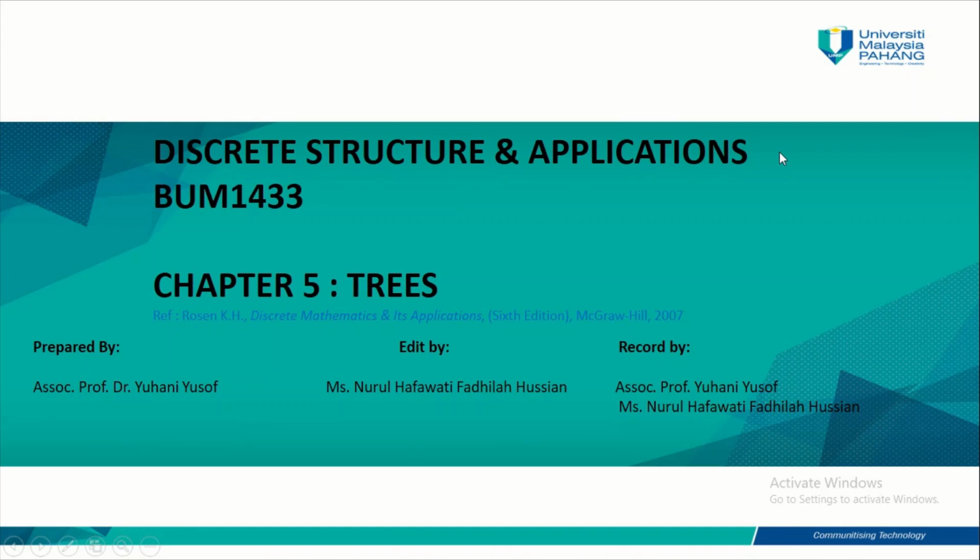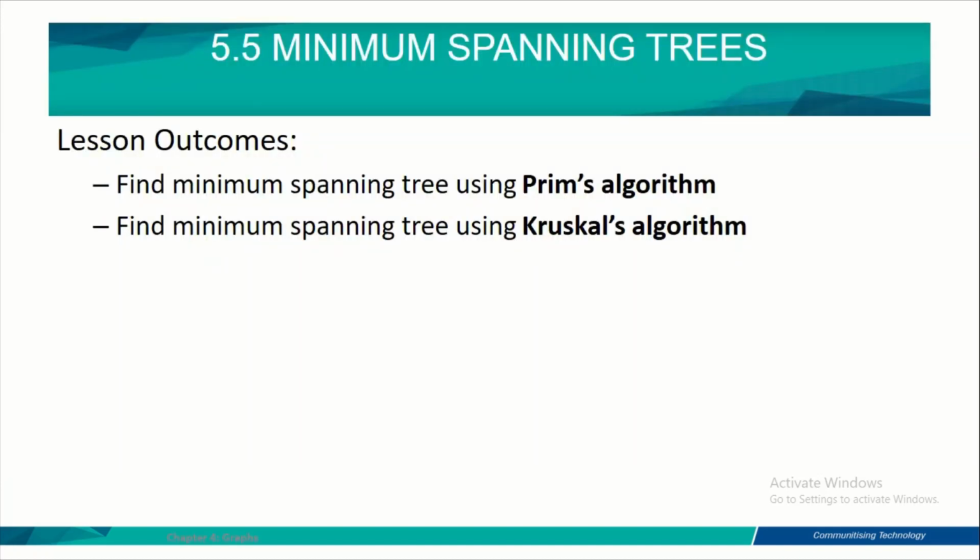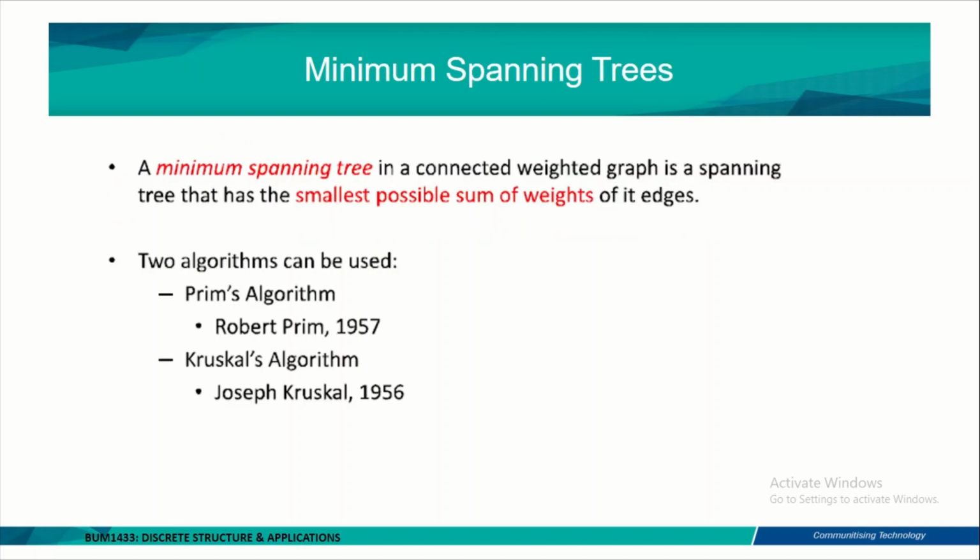Today we'll continue our chapter 5. This is our last subtopic on chapter 5, 5.5 minimum spanning tree. At the end of the class you should be able to find the minimum spanning tree using the Prim algorithm and the Kruskal algorithm. A minimum spanning tree in a connected weighted graph is a spanning tree that has the smallest possible sum of weights of its edges.